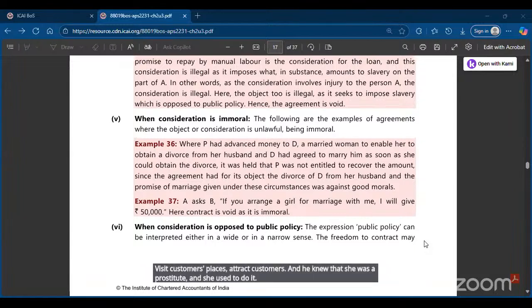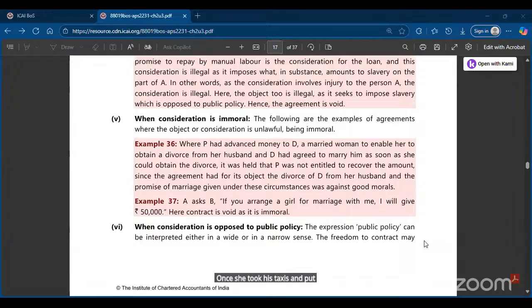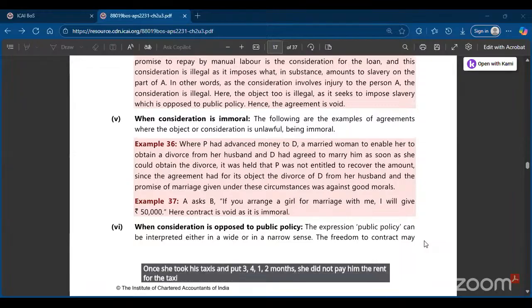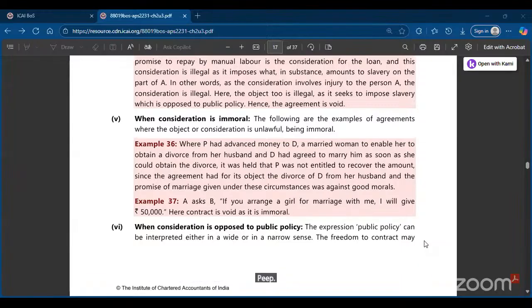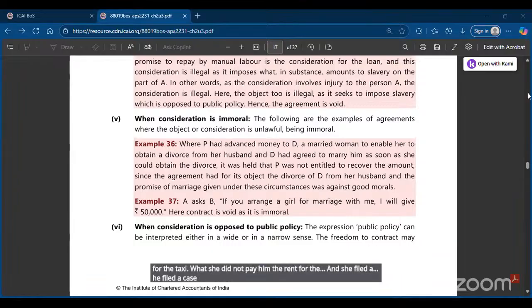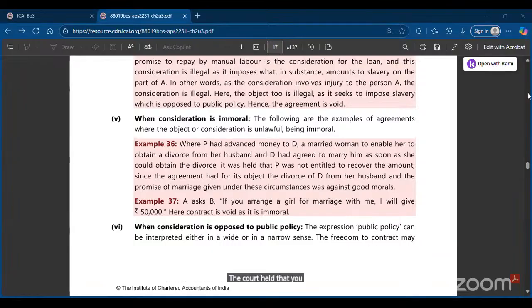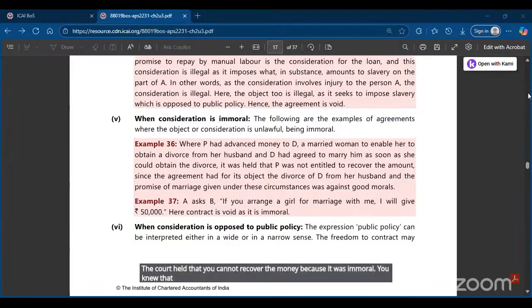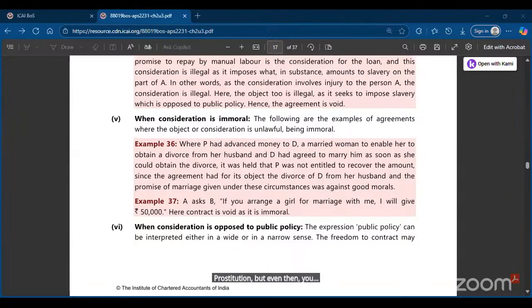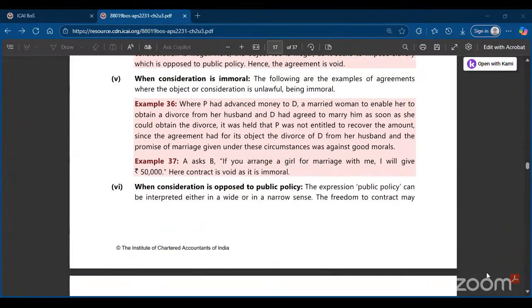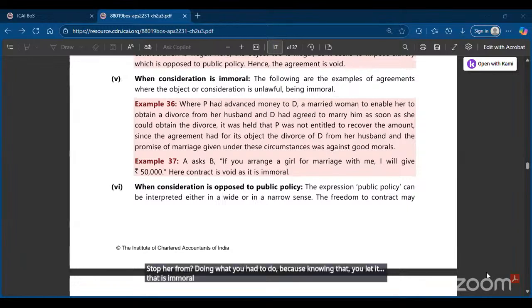Once she took his taxis and for 1, 2 months, she did not pay him the rent for the taxi, and he filed a case against her. The court held that you cannot recover the money because it was immoral. You knew that she was carrying out the immoral business of prostitution, but even then you did not stop her from doing what she had to do, because knowing that, you let it. That is immoral. Let's take another case, the one which they've given.